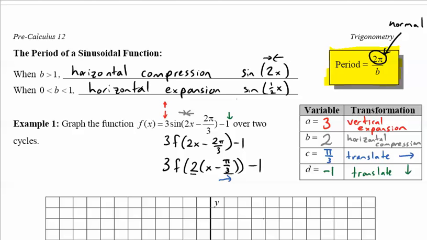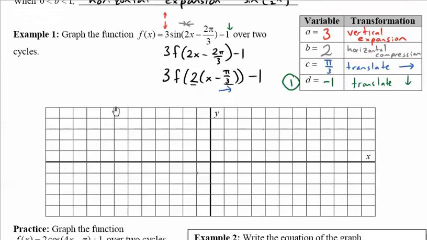So when I'm graphing this, I do this in order. I start by graphing the middle line. The middle line occurs at d. So the first thing I'm going to put on is a dotted line to represent the middle of my graph. And that happens at the vertical translation. The second thing I'm going to graph is my amplitude.